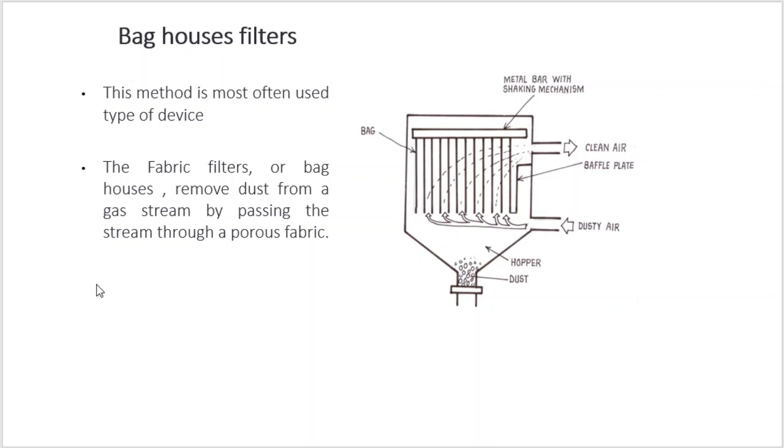This is the most often used type of device. The fabric fibers of the baghouse remove dust from the gas stream by passing the stream through porous fabric. The best examples are the automobile AC filter and the air filter in a two-wheeler; such kinds of air filters are used. Here we can see the big bag: dusty air comes in and clean air comes out. Here a fiber is used. Because of that fiber, the dust particles get collected on the fibers and clean air goes out. Later the dust is separated through the hopper.